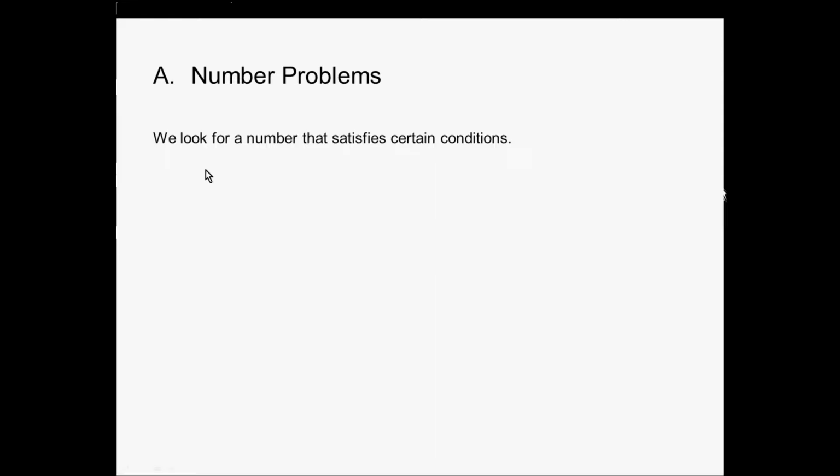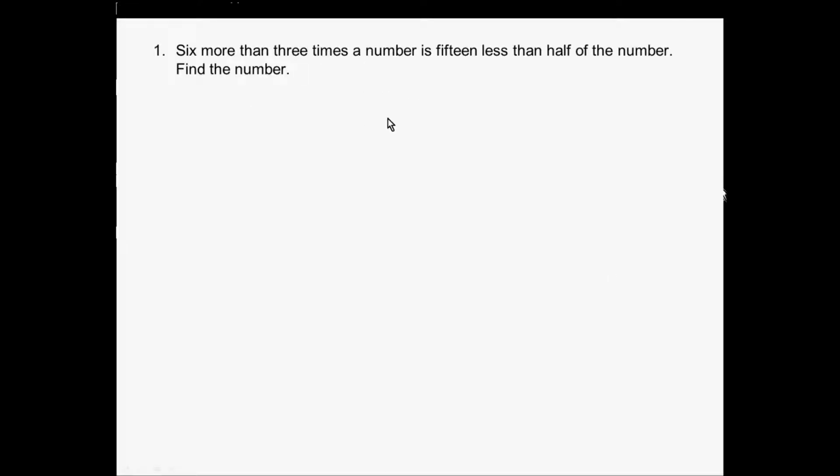So we look for a number that satisfies certain conditions. Now, you may not like getting a fraction as an answer, but it's okay. So some examples. Our first one. 6 more than 3 times a number is 15 less than half of the number. Find the number.